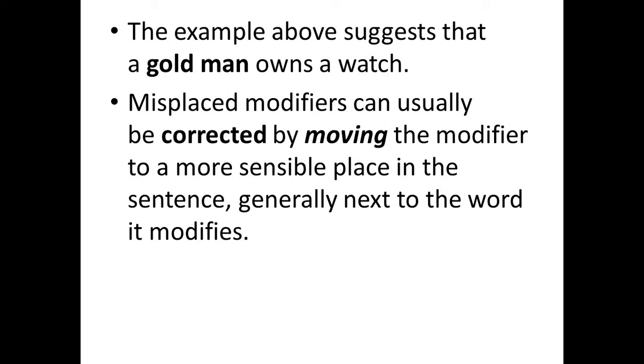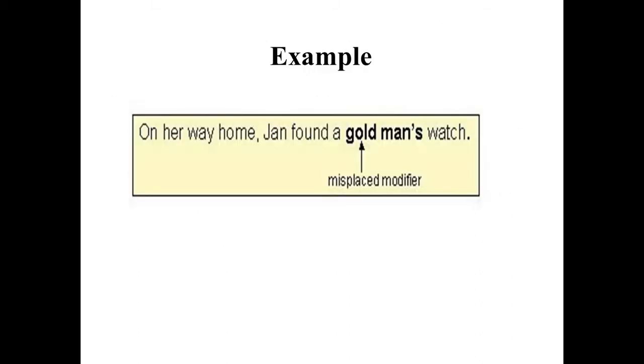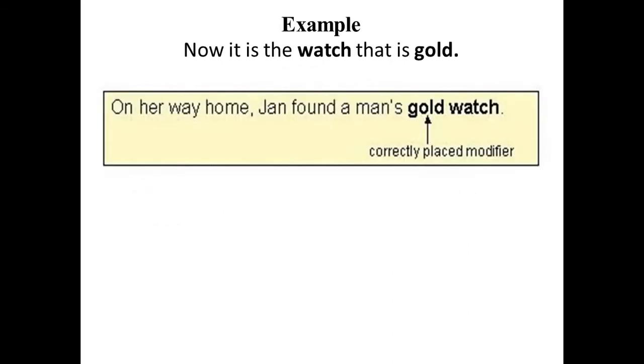Before we go for correction, I'll repeat the example again. On her way home, Jan found a gold man's watch. Now it's the watch that is gold. Now look at the example again. The correctly placed modifier is here: on her way home, Jan found a man's gold watch. Now the sense is very clear.